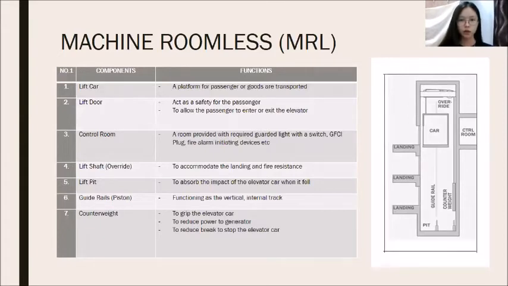The components of the traction lift are almost the same as the hydraulic, but there are still some differences. The traction lift has a counterweight, a unit consisting of steel weights which balances the weight of the car and a portion of the load, and it also reduces the power required and reduces the braking needed to stop the elevator car. The traction machine room is located at the uppermost level, for example, on the terrace.